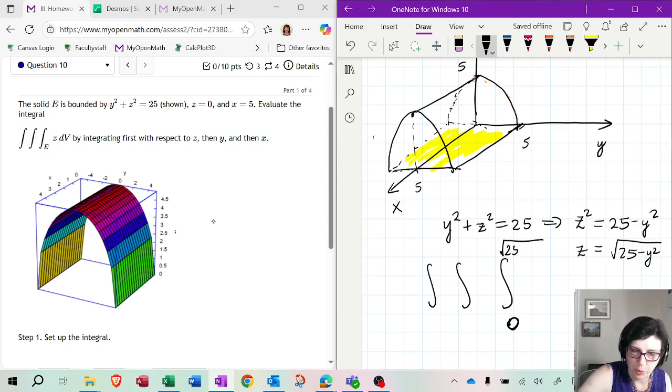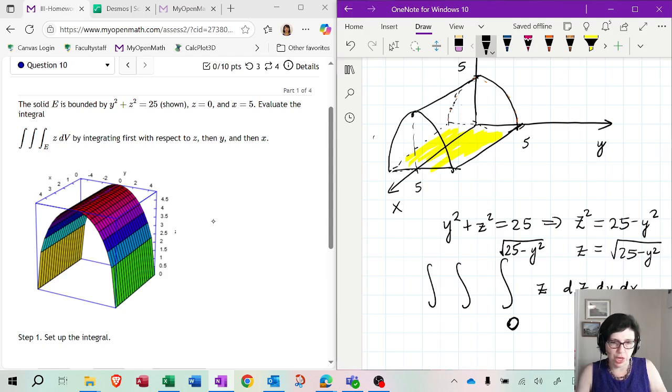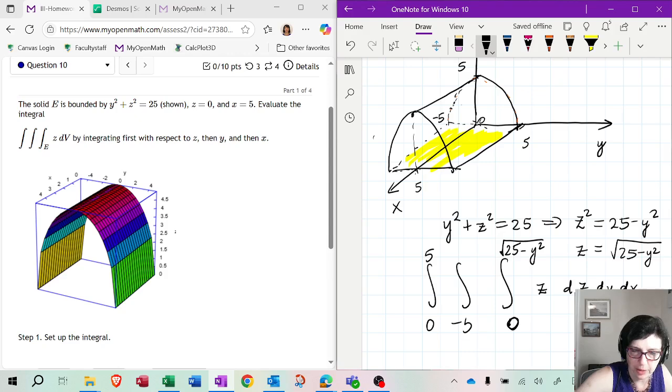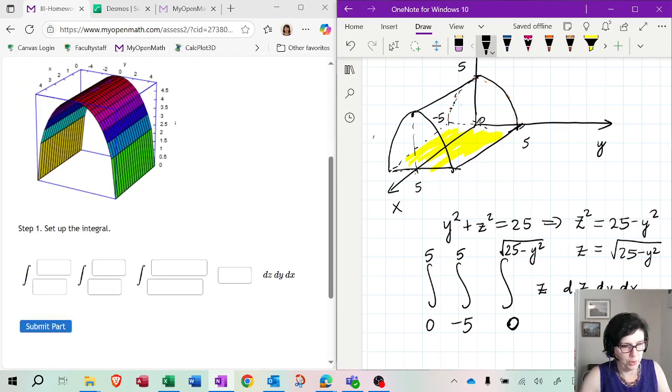So that will go into the top limit. That's your top surface. And because it looks like we're integrating z, this is going to be z dz dy dx. Now, what about these other limits? That's the projection of the surface onto the xy plane. And you can see that this is a rectangle, right? The yellow rectangle. On y it's from -5 to 5, and on x it's from 0 to 5. So for x it will be 0 to 5, and for y it will be -5 to 5.